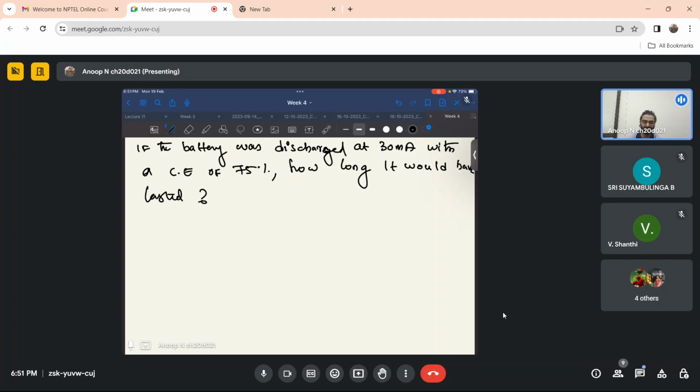So I just changed the discharge current. Then coulombic efficiency is also lesser. So how can I solve this? So the discharge time, calculate in hours. That will be easy.